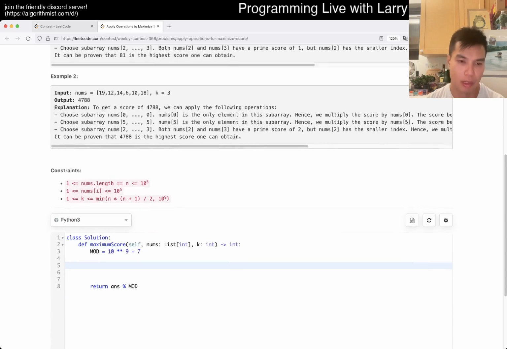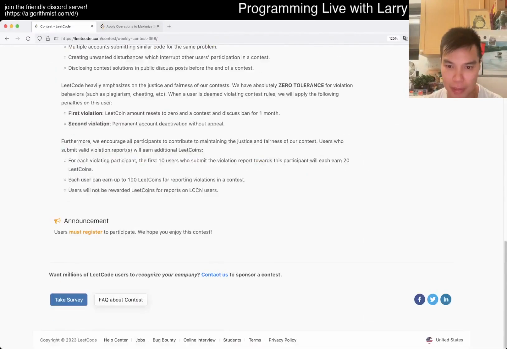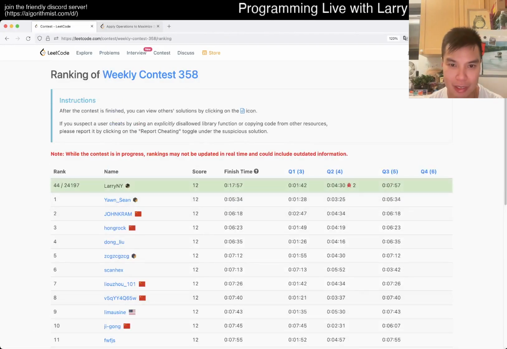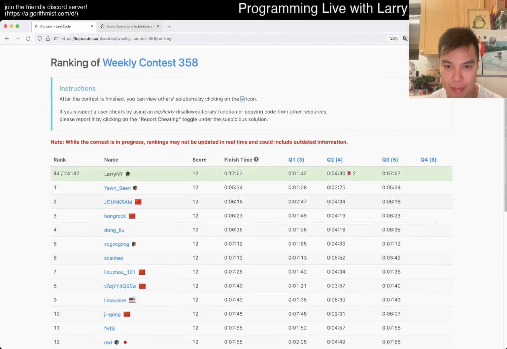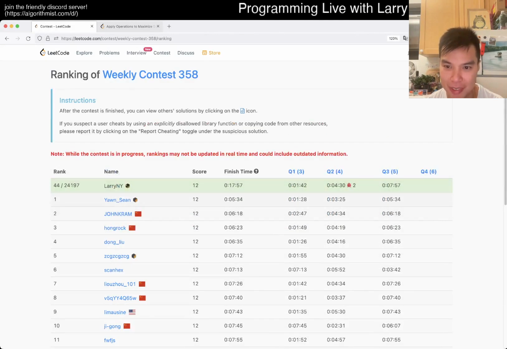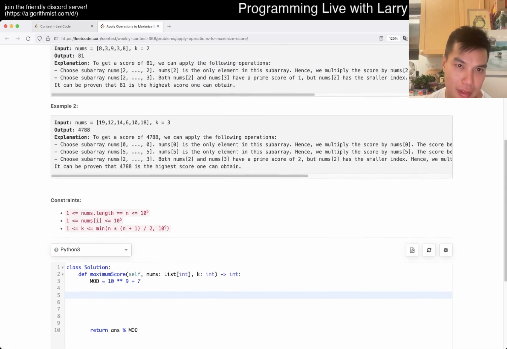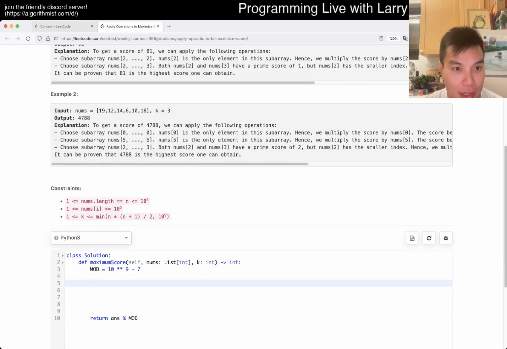You always start with one element. I think that's the thing. Okay, fine. Yeah, I'm so far behind because of the 2 wrong answers. It would have been like top 10 or something, but silly Python. Okay, focus.